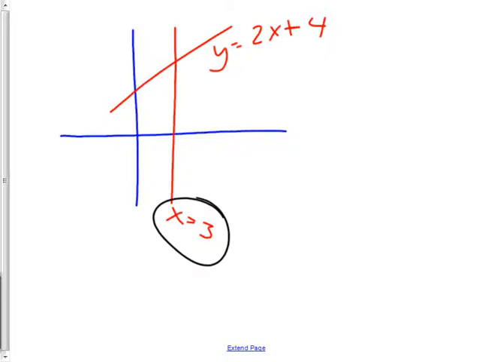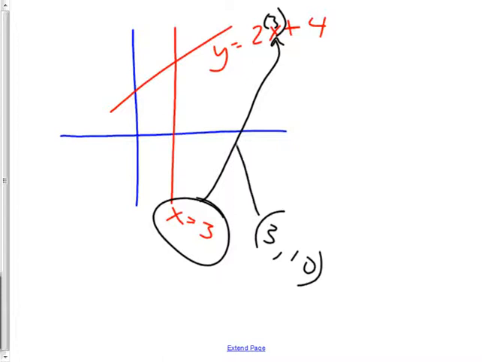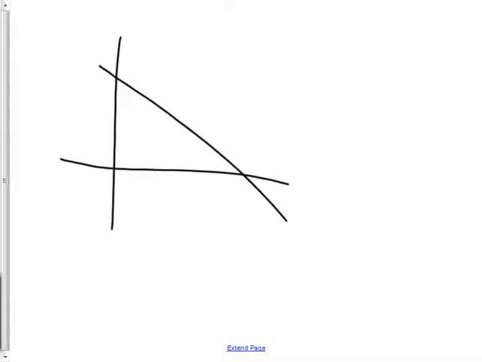All you had to do was to take this 3 and stick it right there, and then you'd know that this is 3 times 2 makes 6 plus 4 makes 10. So it's 3 comma 10. That's this point. So you just stick the one into the other. Can you do that when the equations are more complicated? Oh, yes, you can. Here's one. Would you agree that those two cross?